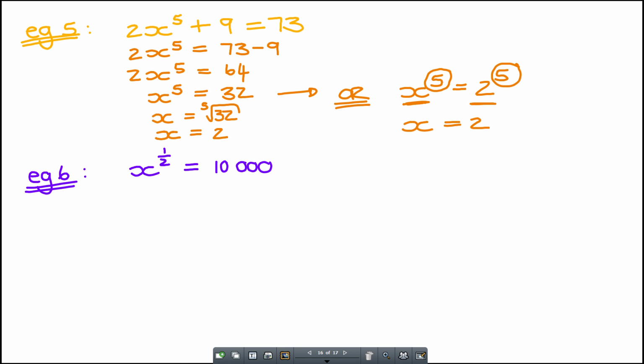How do I get rid of that to the power of a half? What's the opposite of square? Square root. What's the opposite of cube? Cube root. What's the opposite of to the power of a half? Half root. Okay, so I'm going to say x will then be half root of 10,000. And you guys all know how to put that into your calculator?